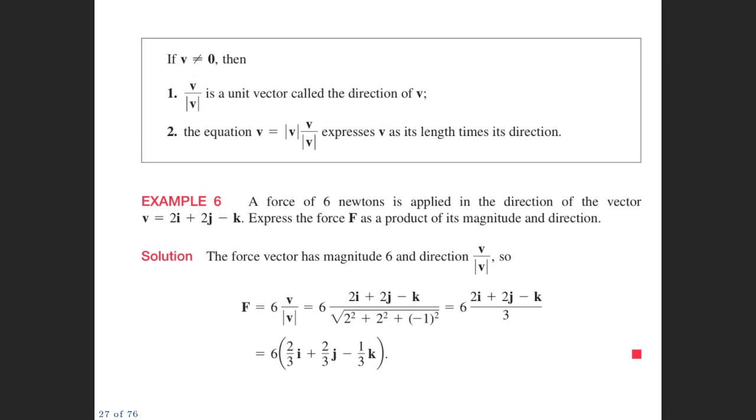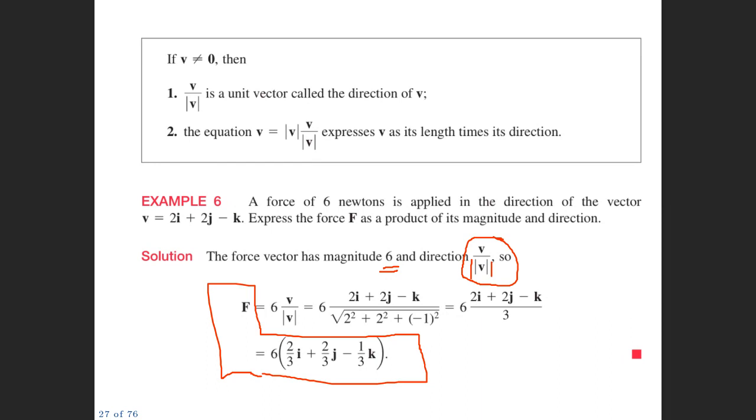Another example from a book. A force of 6 newtons is applied in the direction of the vector v. Express the force F as a product of its magnitude and its direction. So again, this example is asking us to write the force as a number multiplied by a unit vector. We know the number because we're told in the question that the number is 6. The unit vector is going to be v divided by the norm of v. So we calculate v divided by norm of v, and then we multiply it by 6 to get the answer. We can write this force as 6 multiplied by (2/3 i plus 2/3 j minus 1/3 k).